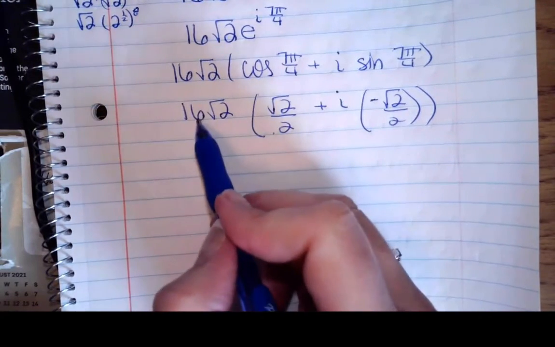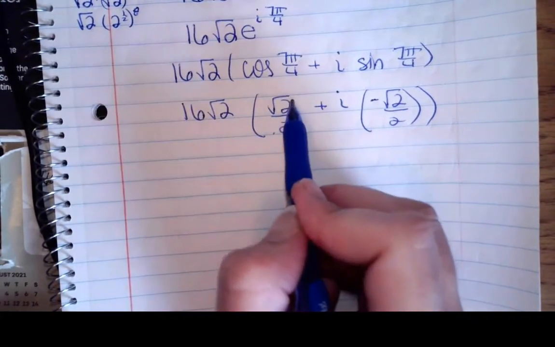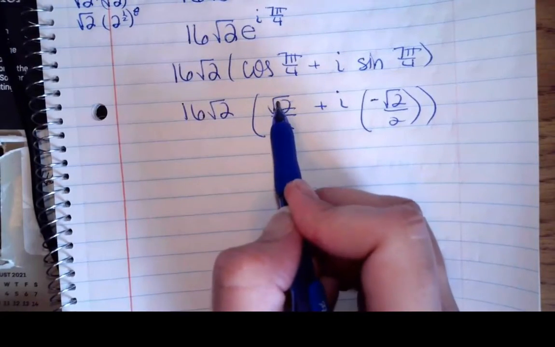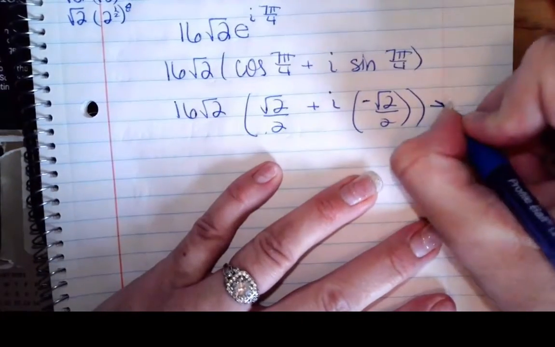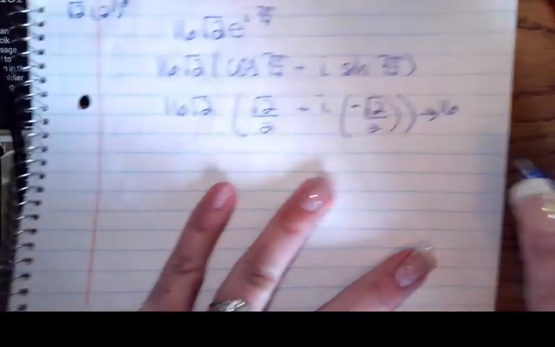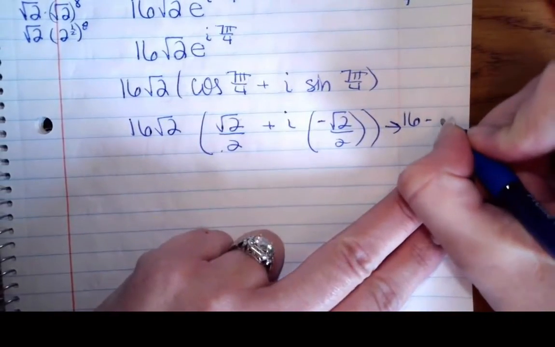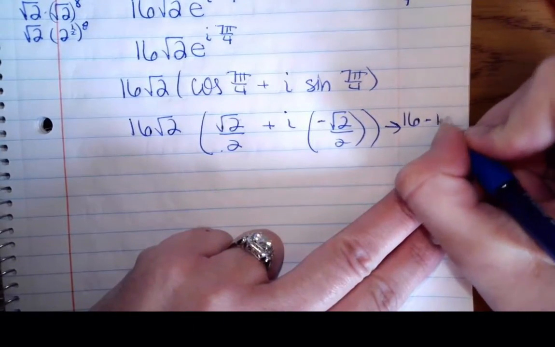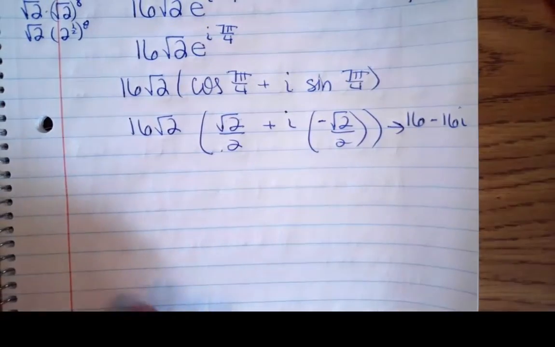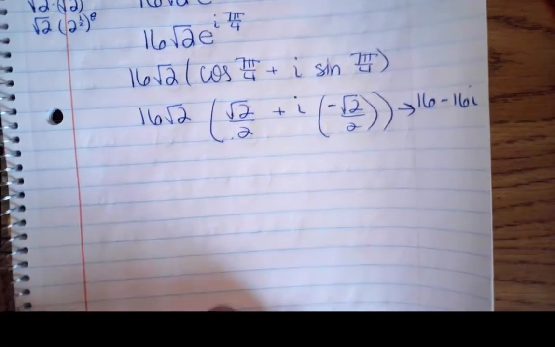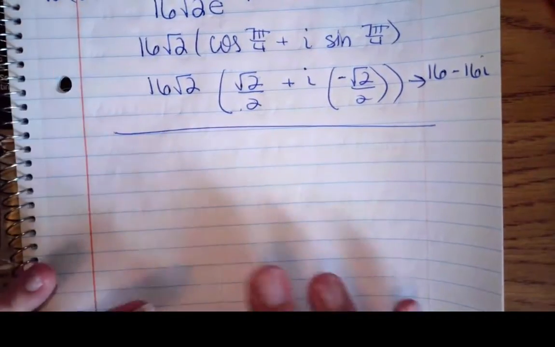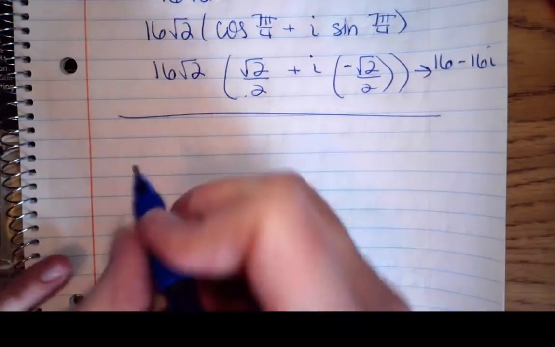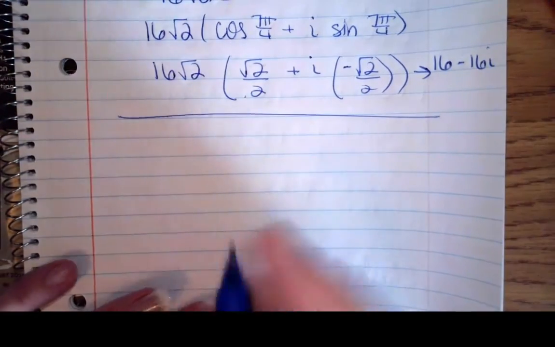So this reduced, all right, 16 times root 2 times root 2 is going to be 16 times 2, which is 32, and then divide that by 2, which is 16. So I end up with 16 minus 16i. So finally, for the last one, actually, you can do the last one. Actually, we'll just do it.